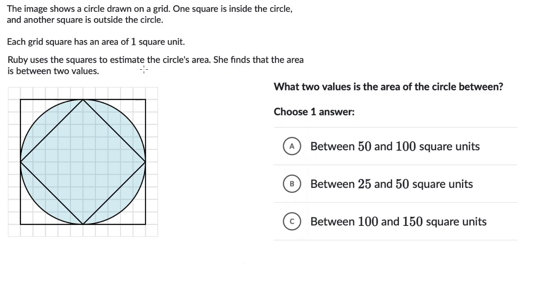Ruby uses the squares to estimate the circle's area. She finds that the area is between two values. What two values is the area of the circle between? So pause this video, have a go at that before we do it together.